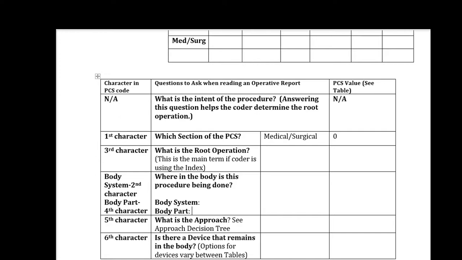The next question you're asking is, where in the body is this being done? Which body system and which body part? Sometimes it's not as evident as you might believe. This operative report we're looking at today is a good example of this.